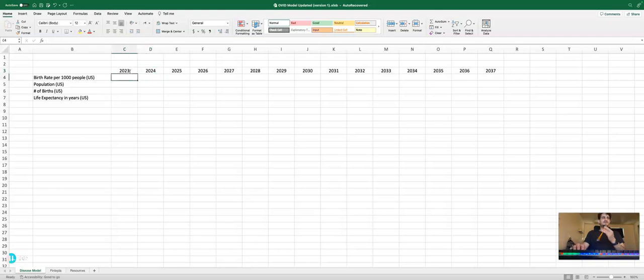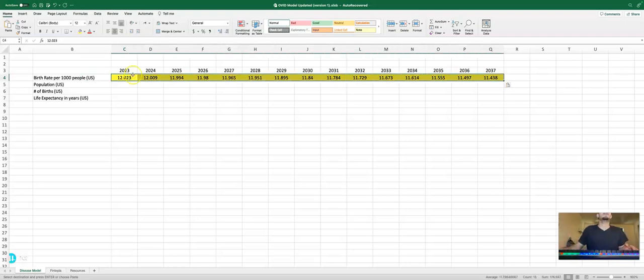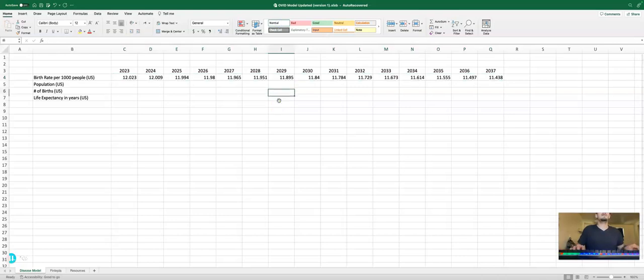I'm not going to worry too much about formatting. But the birth rate per 1,000 people, this is something you can get from, where did I get this actually? Macrotrends. But you could get it from Macrotrends, and it's pretty much going to be the same thing. This is the birth rate per 1,000 people in the US. Right? And let's just make it normal formatting.